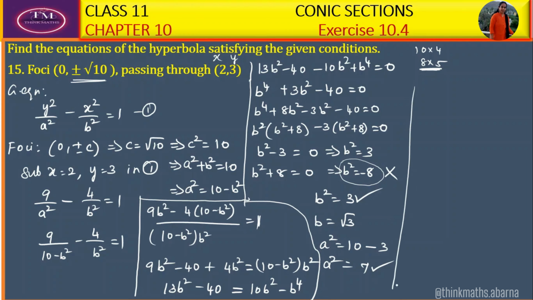So therefore the equation, what is the general equation? Y square by a square. So y square by a square is 5. So y square by 5 minus x square by, what is the value of b square? It is 5 equal to 1. So this is the required result for this equation. Okay, clear? Do you understand? Yes.